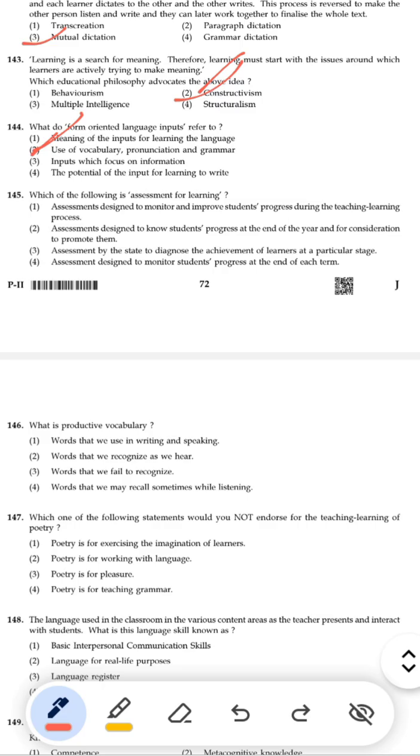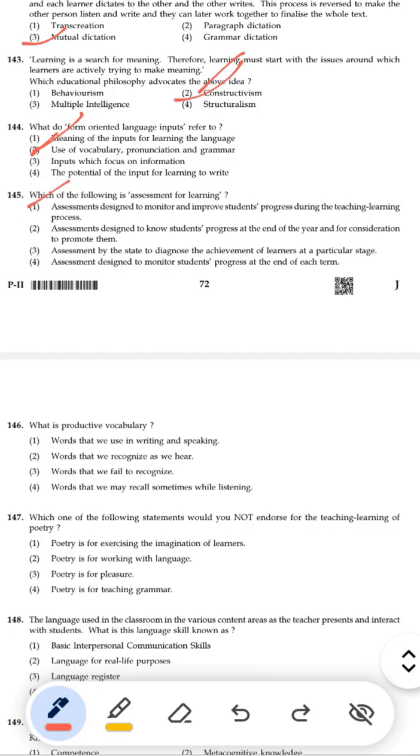Now, assessment for learning. Assessment for learning is actually done during the teaching learning process, so that if students are making any errors, the teacher has to identify those errors and help students to recognize those errors and correct them themselves, to lead to a meaningful learning process. So let's see the options. Assessments designed to monitor and improve students' progress during the teaching learning process. Yes, this is the correct answer.